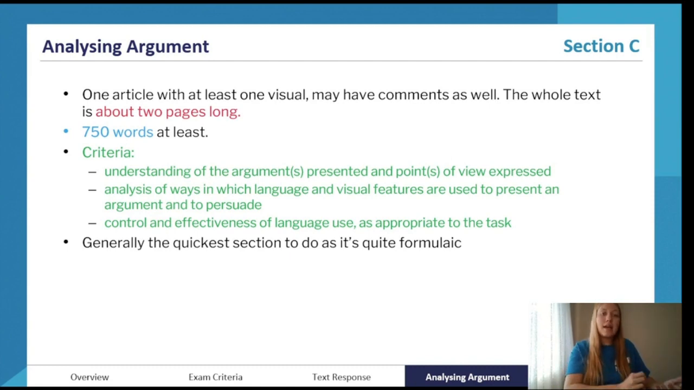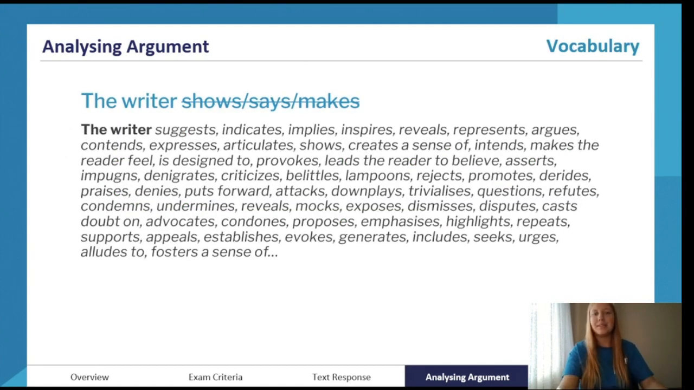A word count to aim for is at least 750 words to have enough discussion of body paragraphs and introduction and conclusion. And the criteria in green is what I read where I was talking about essentially what your task is. It is actually your criteria as well. And we can see it is literally the elements of what, how, and why. And generally, again, it's usually the quickest section to do because of how formulaic it is.